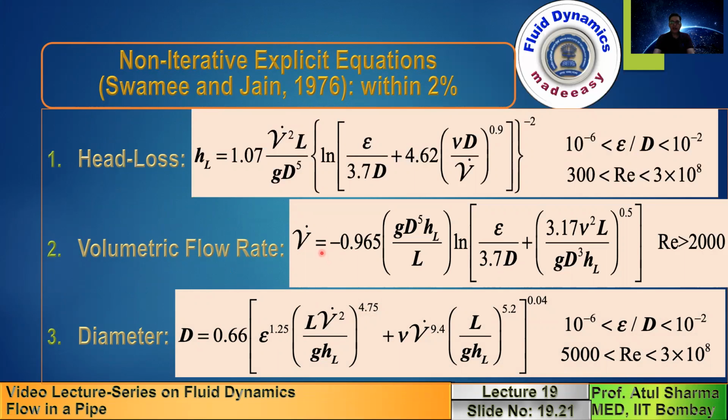For the type 2 and type 3 problems, you can use this equation and avoid the iterative method. Using this equation, you can solve directly to obtain the volumetric flow rate for the second type of problem and the diameter of the pipe for the third type of problem.